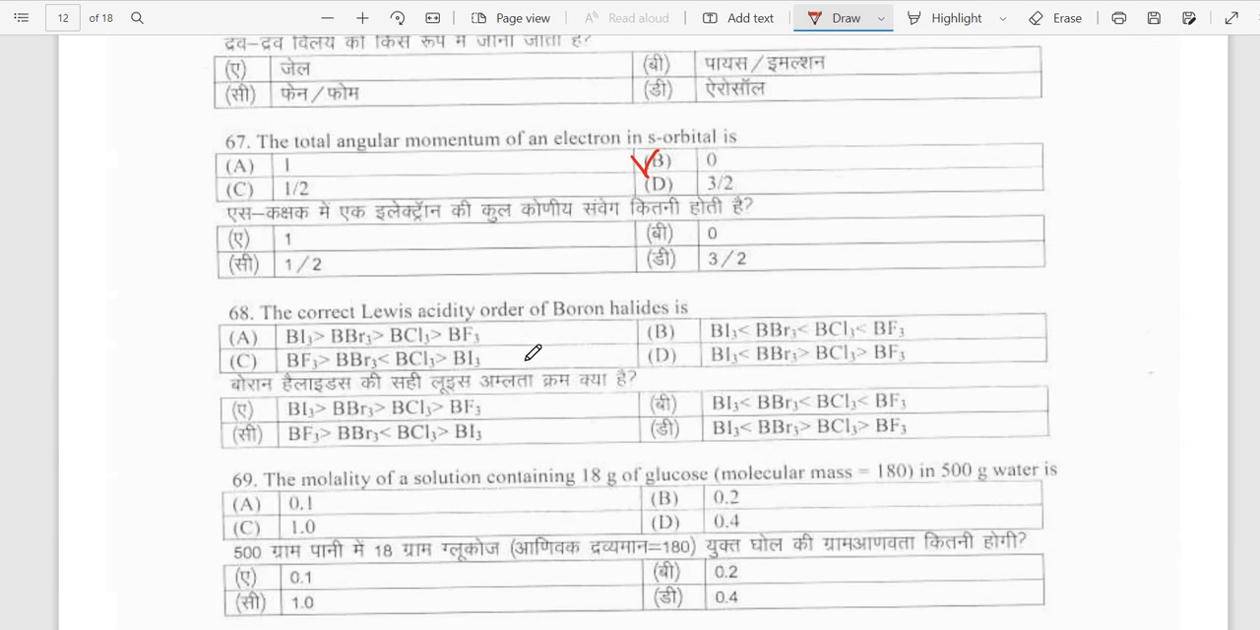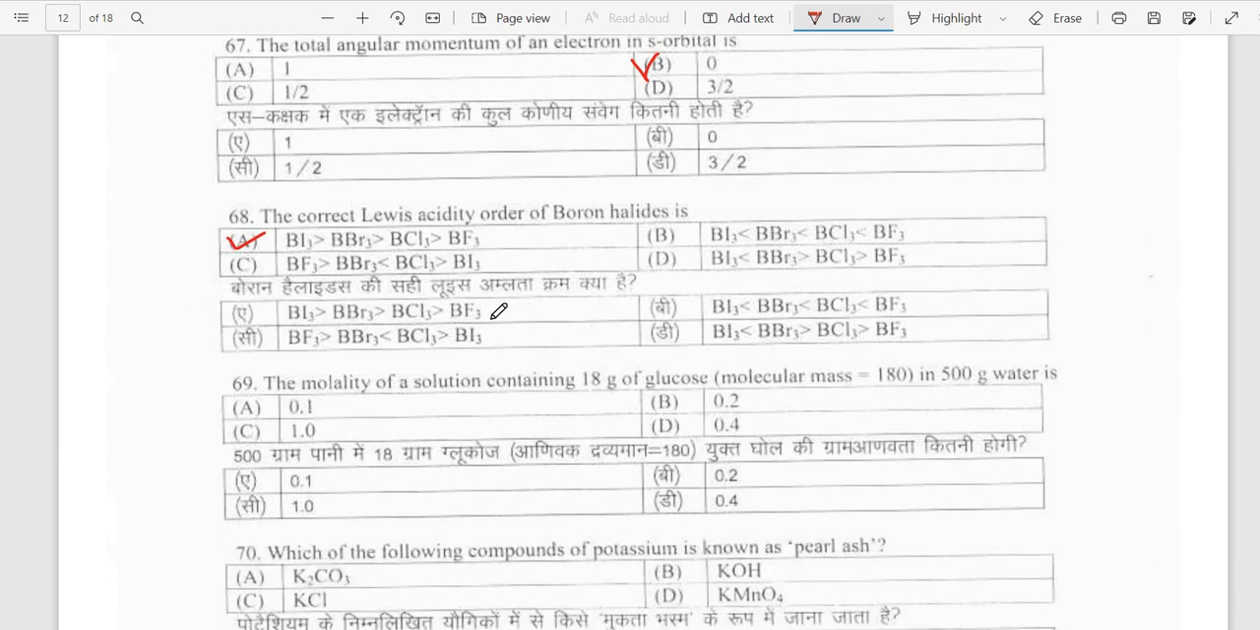What is the correct Lewis acidity order of boron halides? This is a very common question in each and every exam. Among boron halides, BI3 is the strongest Lewis acid, then BBr3, then BCl3, then BF3. Because the 2p overlap of boron and fluorine is very good, the overlapping is more prominent. That's why the acidity decreases. So the order is BI3, then BBr3, then BCl3, and then BF3. Okay.